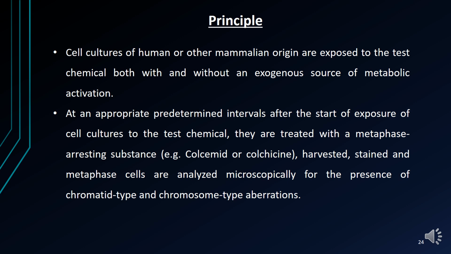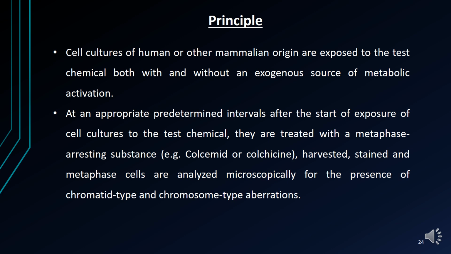Next is the principle behind the chromosomal aberration test. Here we have to select the cell culture of human or other mammalian origin, and then it is exposed to the test substance or the test chemical with and without the exogenous source of metabolic activation system. After that, it is incubated for a particular period of time.